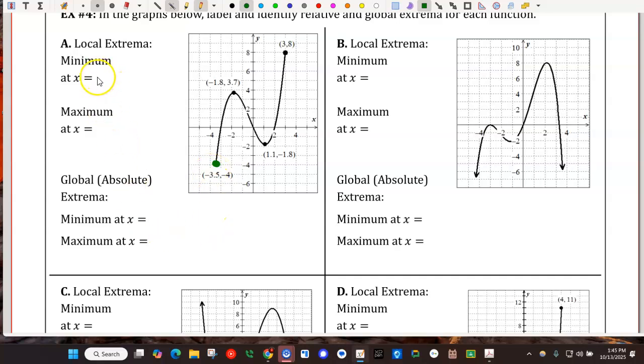So -3.5. That's one. And what's the other one? Here, min 1.1. And local max -1.8. And 3.